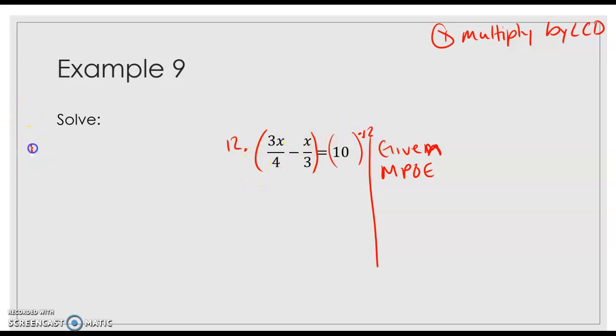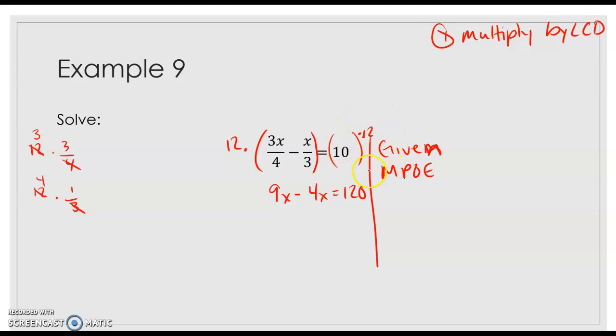And so I'm going to take 12, and this is where distributive property comes in. 12 times 3/4, so 4 goes into 12 3 times, and so 3 times 3 is 9, so now I have 9x minus, and then I'm going to take 12 times 1/3, because there's that invisible 1. 3 goes into 12 4 times 1 is 4. So 9x minus 4x equals 120. That looks more like something I would rather work with.